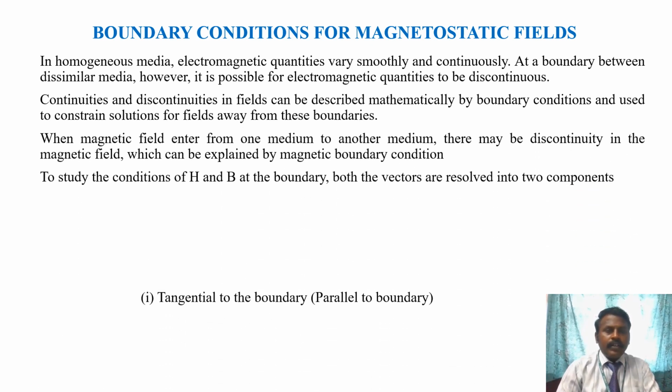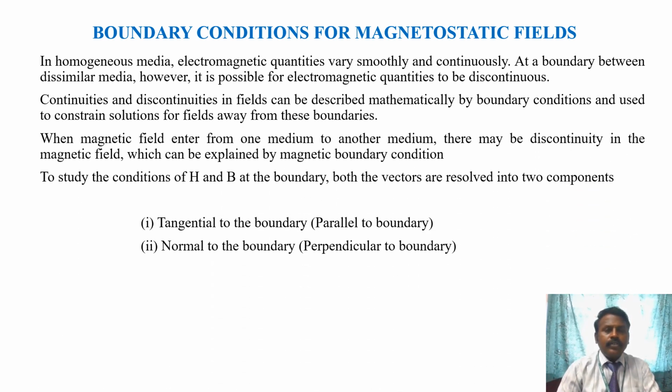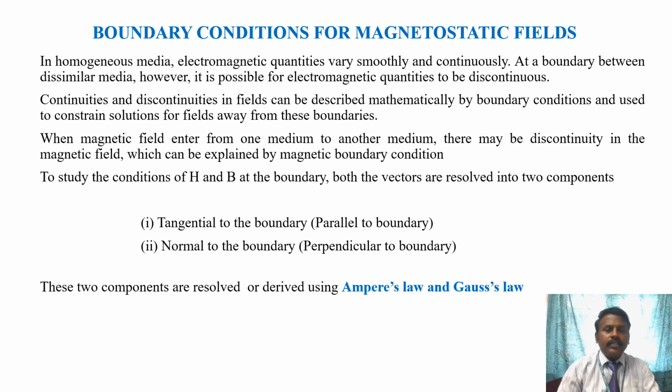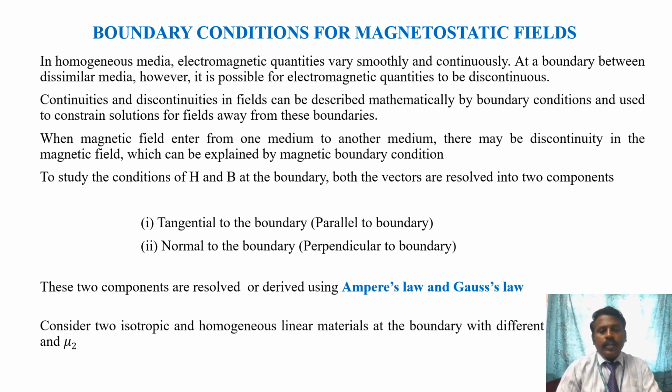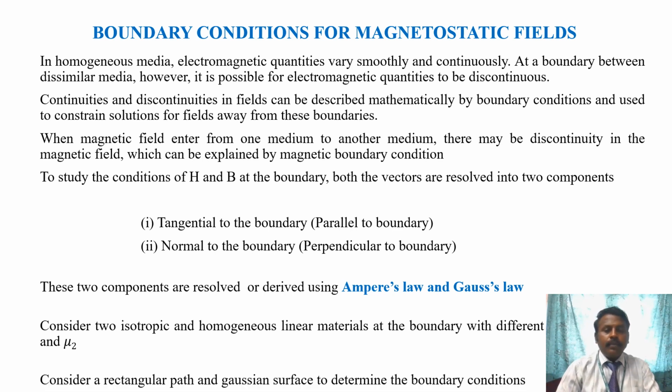When we talk about the boundary condition, we have to study the magnetic field intensity H and the magnetic flux density B at the boundary. Both vectors are resolved into two components: one tangential to the boundary, that is parallel to the boundary, and another normal to the boundary, that is perpendicular to the boundary. These two components are derived using Ampere's circuital law and Gauss's law. Consider two isotropic and homogeneous linear materials at the boundary with different permeabilities mu1 and mu2.